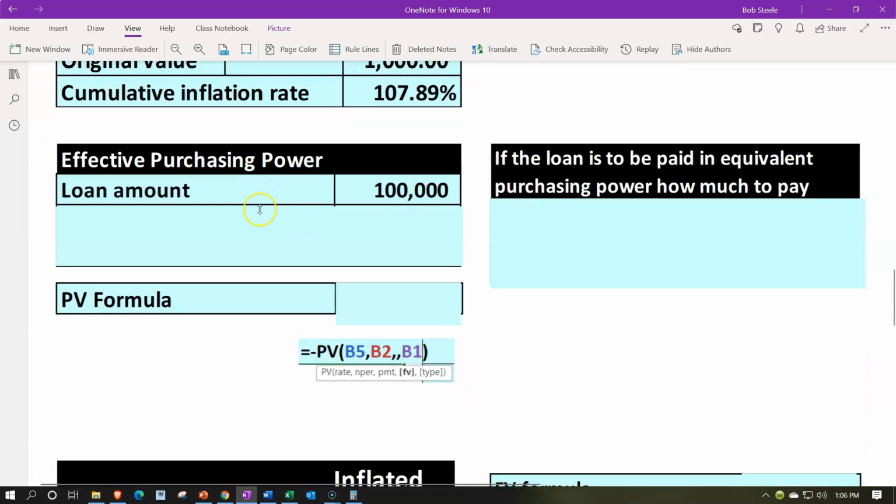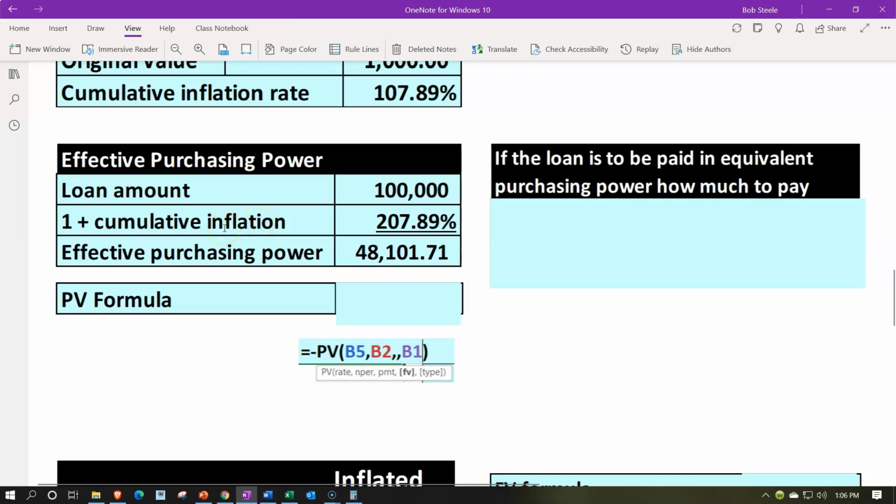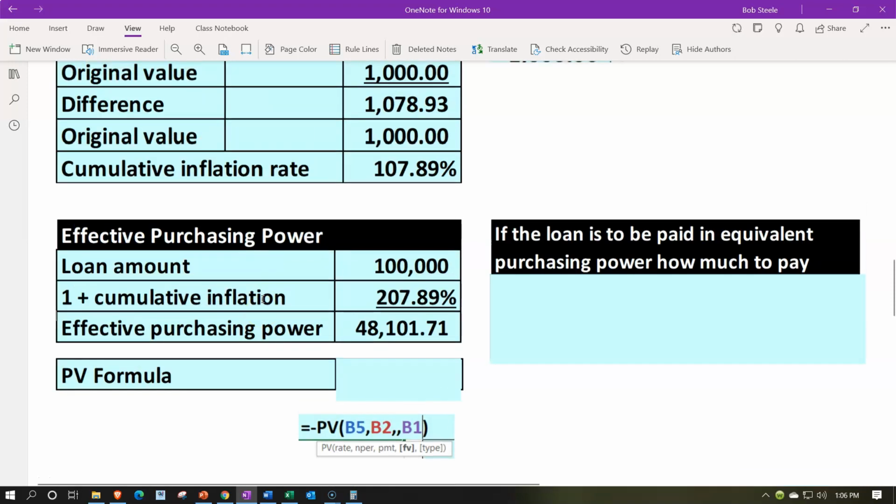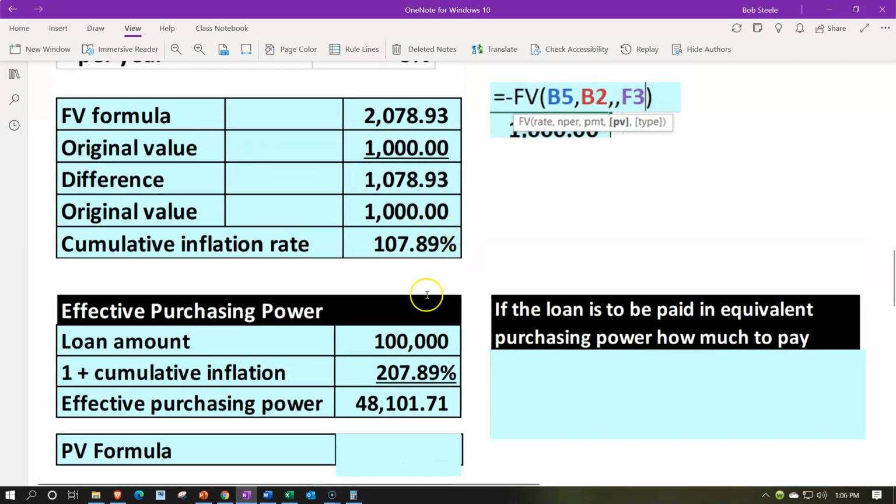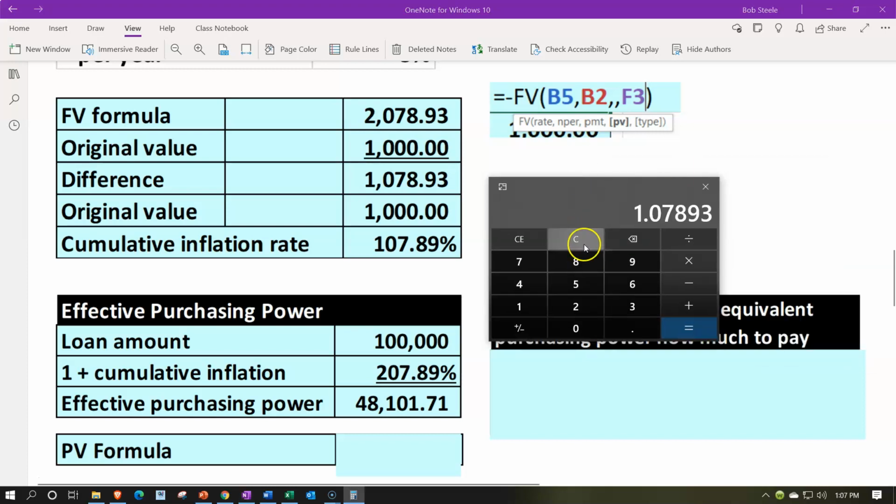So once we have that, we can then look at the effective purchasing power. So we can take the 100,000 and we can compare that to the 1 plus the cumulative inflation. So we've got the 100,000, that's our investment, and then 1 plus the cumulative inflation is 1 plus the 107.89. So in other words, we're taking the cumulative inflation rate, let's do it this way, 1.0789 plus 1 gives us the 2.0789, or the 207.89%.